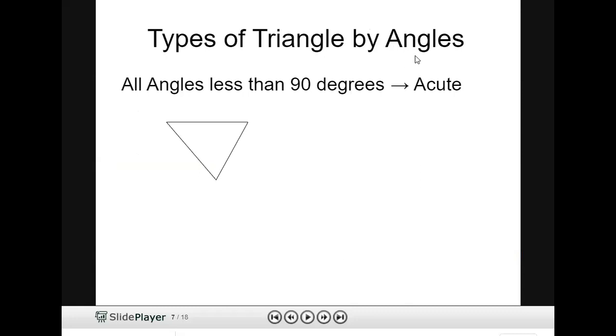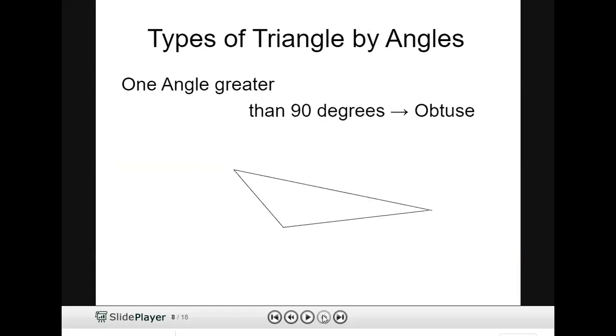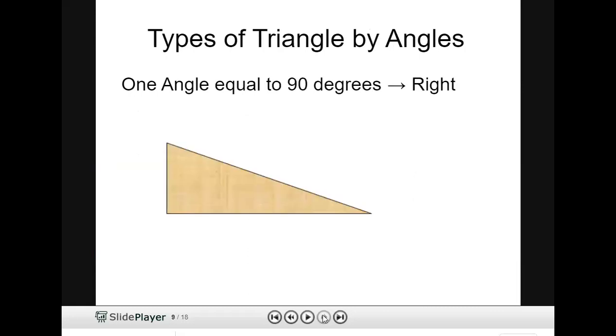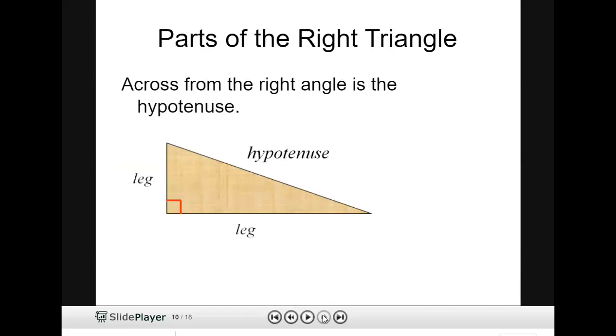Types of triangles by angle. If all angles are less than 90 degrees, this is an acute triangle. If one angle is greater than 90 degrees, it is an obtuse triangle. And if one angle is equal to 90 degrees, this is a right triangle.